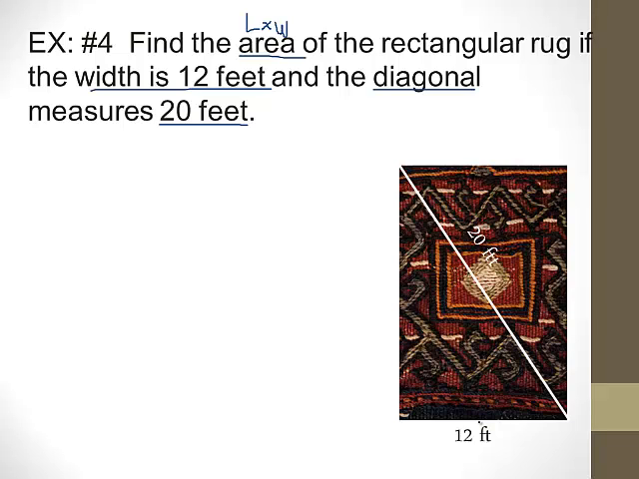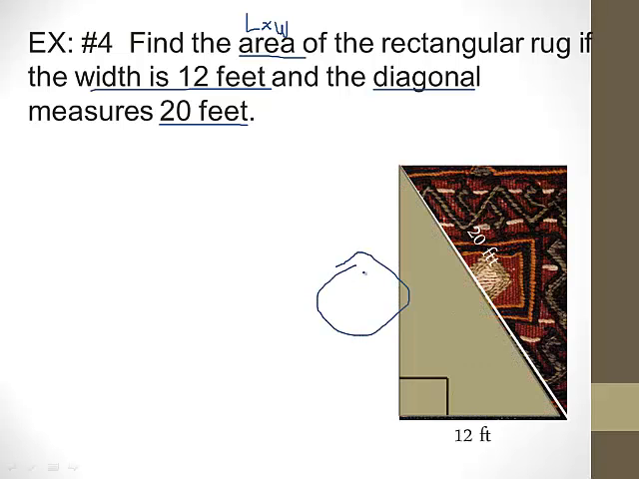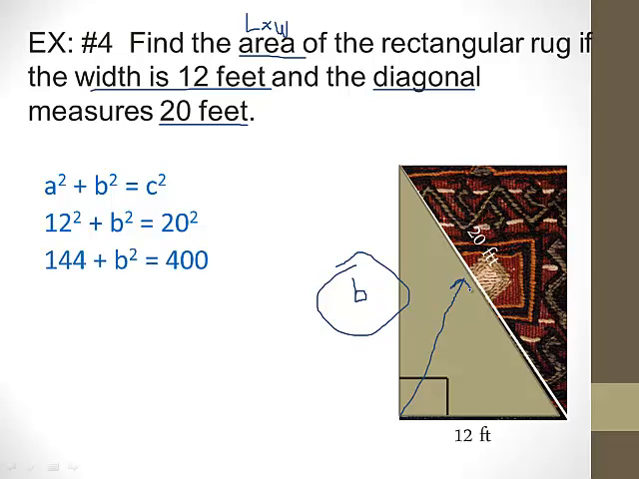And in order to find the area, we need to find out what this length here is. So we have to actually figure that out. So again, we use a squared plus b squared equals c squared. So in this case, we don't know what the b is, so we call it b. We know what a is, we call it 12. We know what c is, we call it 20, because that's the one that is opposite the right angle. Square them, and then subtract, and then you get 256 equals b squared. Take the square root of both sides, and we get b is equal to 16 feet. So now we know that b is equal to 16 feet.